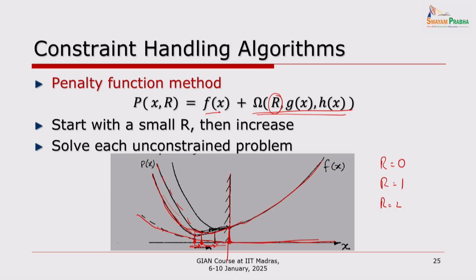So at the end, you are going to be so close to this minima that you can say, okay, I'm happy with this. Every time you increase r, it's not giving me a very different value, so I stop. This is the sequential application of an unconstrained algorithm to solve constrained problems.